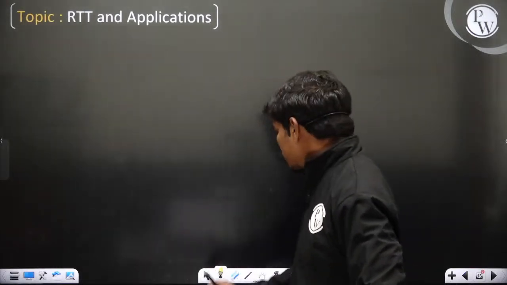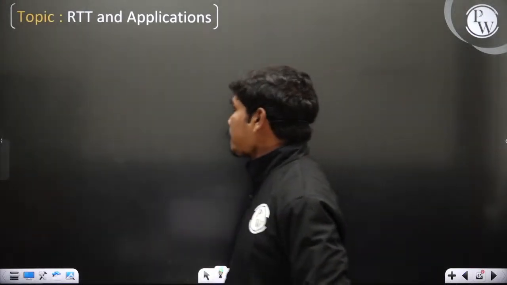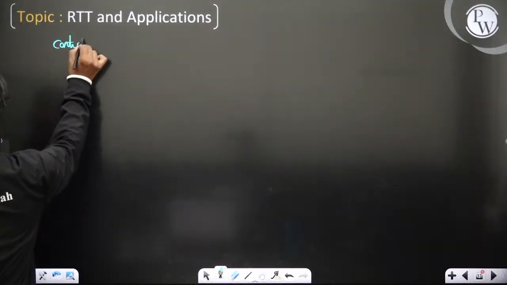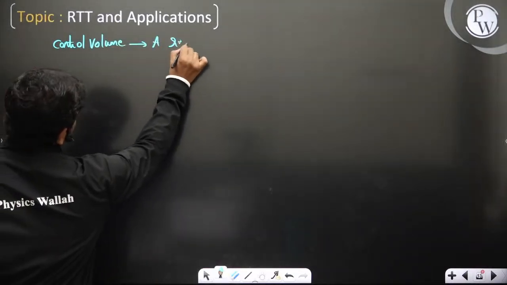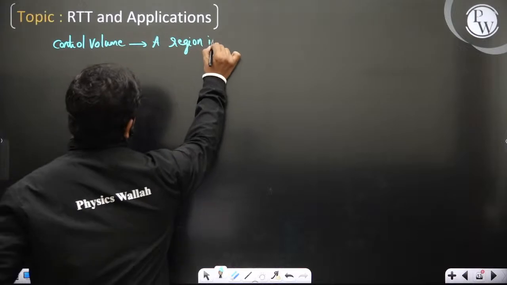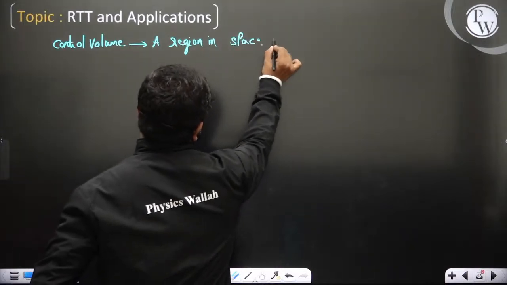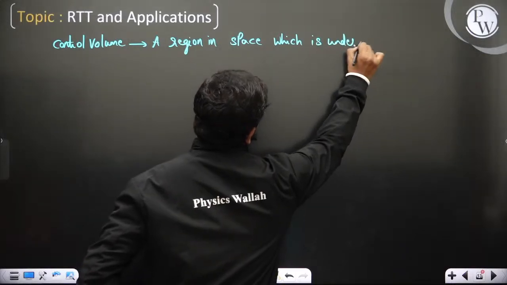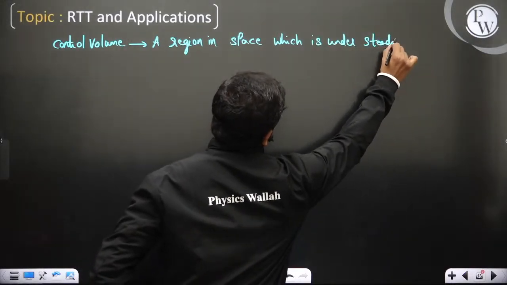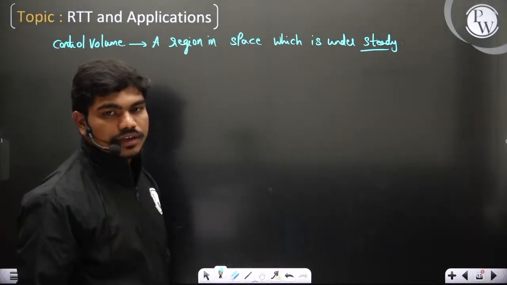Clear? Fine. So let's get into some basic stuff again. Normally, control volume: a region in space which is under study.